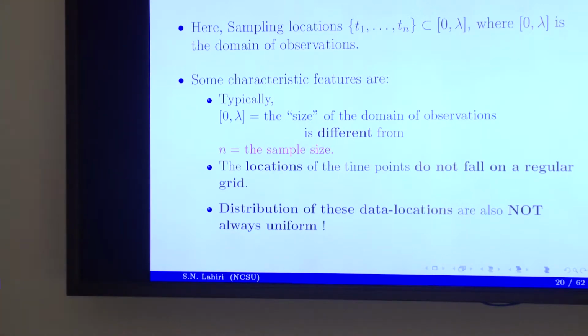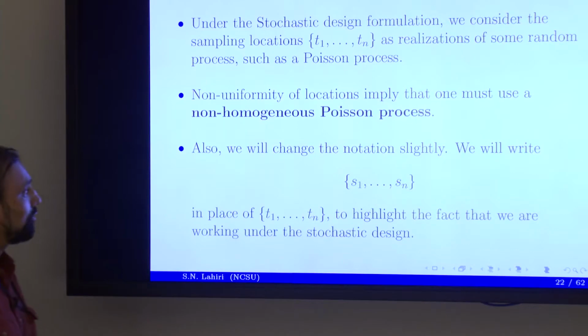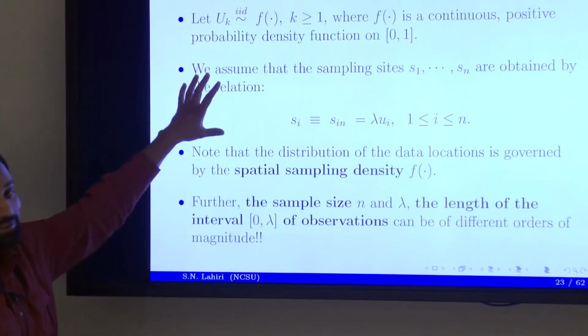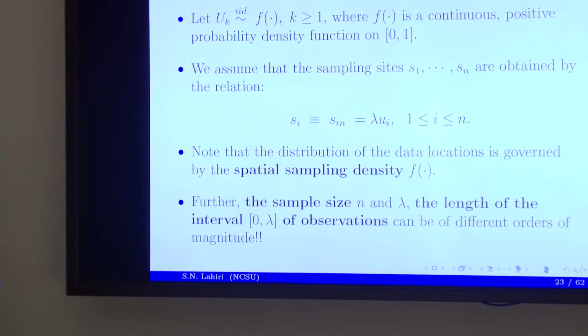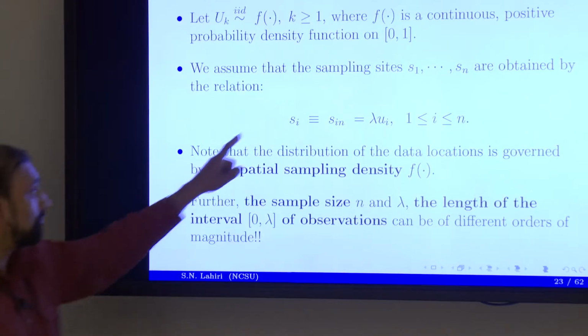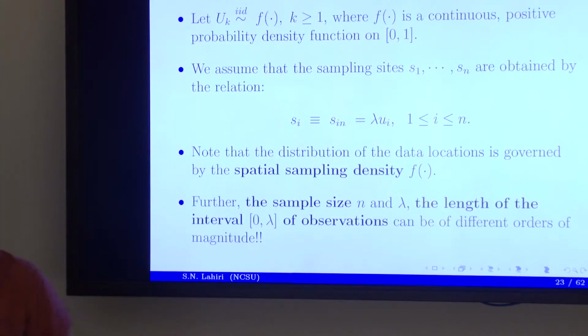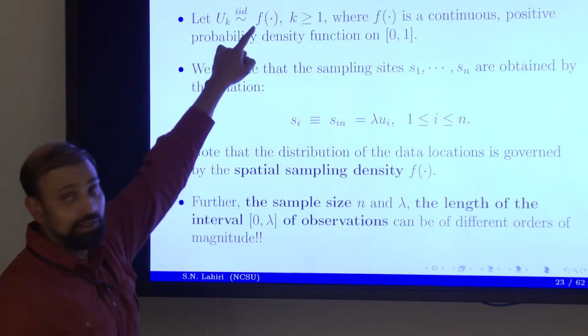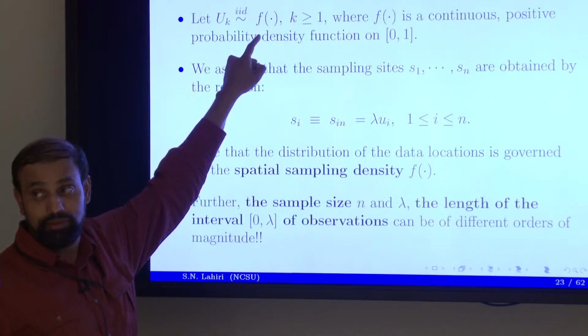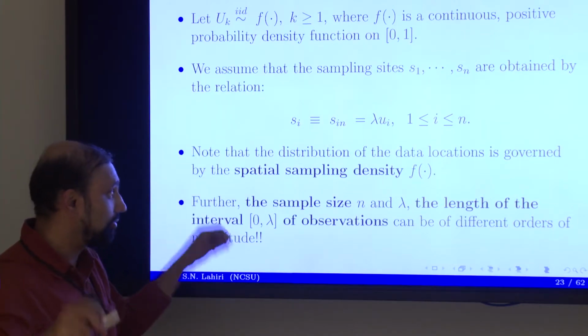So it's a matter of choice whether you make life complicated at this stage to simplify something that will come later on, or you work with these locations S1 through Sn with some arbitrary distribution over 0 to lambda. That is also possible. So non-uniformity is essentially captured by this function f, right? It doesn't have to be uniform over 0 to 1.